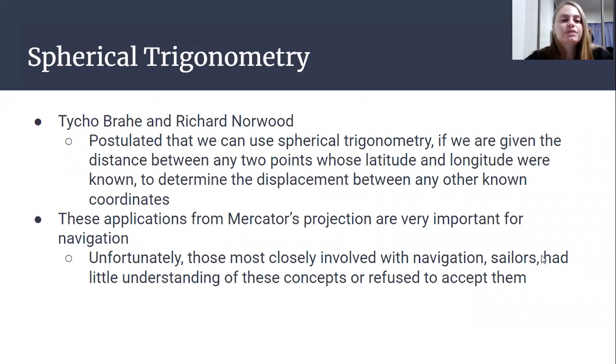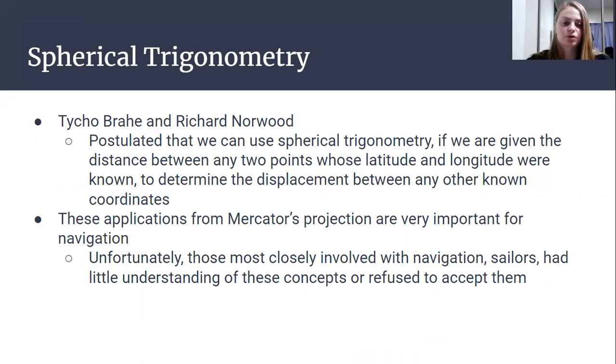And so they also used spherical trigonometry with respect to navigation and map making. So we have Tycho Brahe and Richard Norwood, and they postulated that we can use spherical geometry if we're given the distance between any two points whose latitude and longitude were known. We could use that to determine the displacement between any other known coordinates. And these applications from Mercator's projection are very important for navigation.